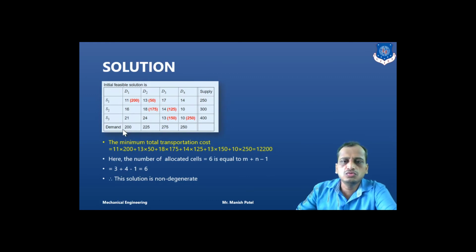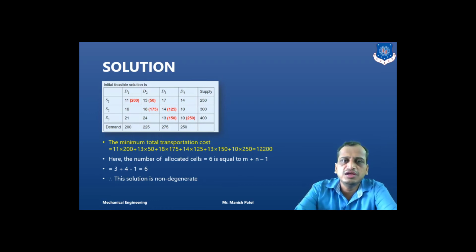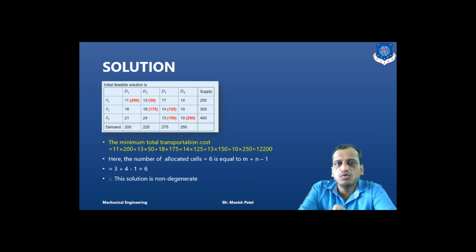So what is the number of rows here? 3 rows and 4 columns. So 3 plus 4 minus 1, m plus n minus 1, which is equal to 6. And the number of allocations is also 6. Hence, is the solution degenerate? If it is less than m plus n minus 1, the solution is degenerate. Here they both are equal, so the solution is non-degenerate.